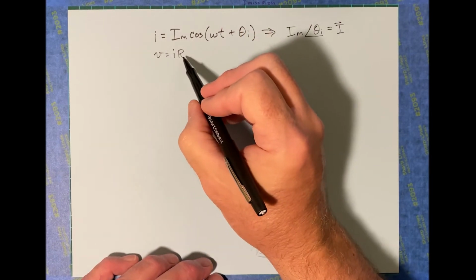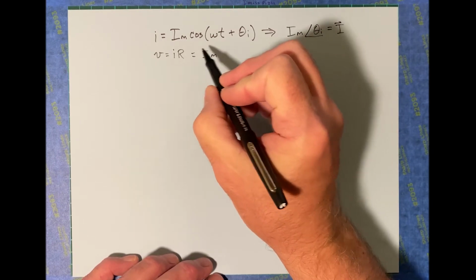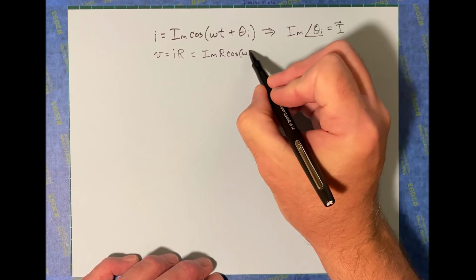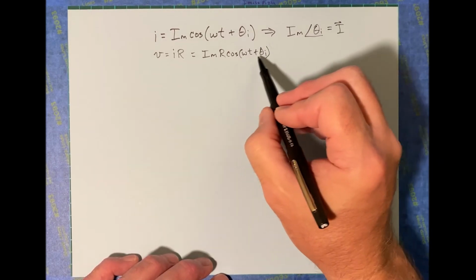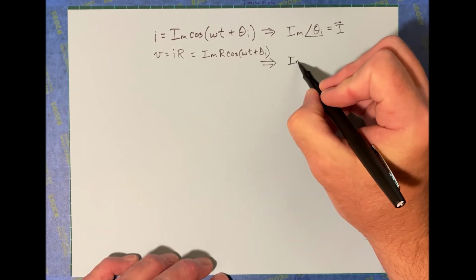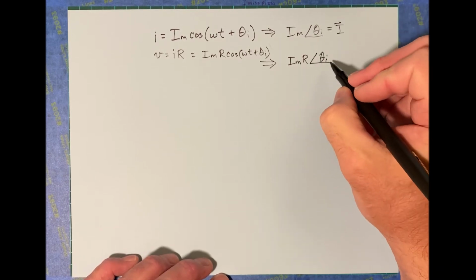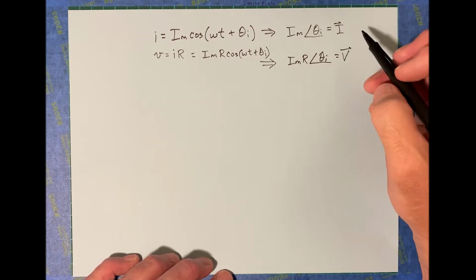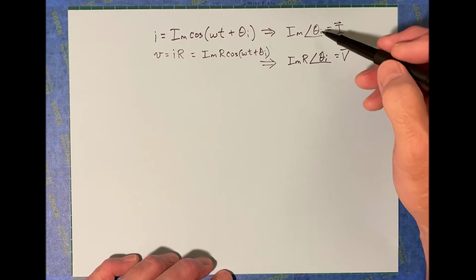All right, let's take our i and plug it in down here, and we're going to end up with something that looks like this: I sub m times R times the time varying part, which is the cosine of omega t plus theta sub I. Now, let's take the phasor of this, and we're going to end up with I sub m R angle theta sub I. And that is the phasor for V. Now, what I want you to notice here is that V and I have exactly the same phase angle.